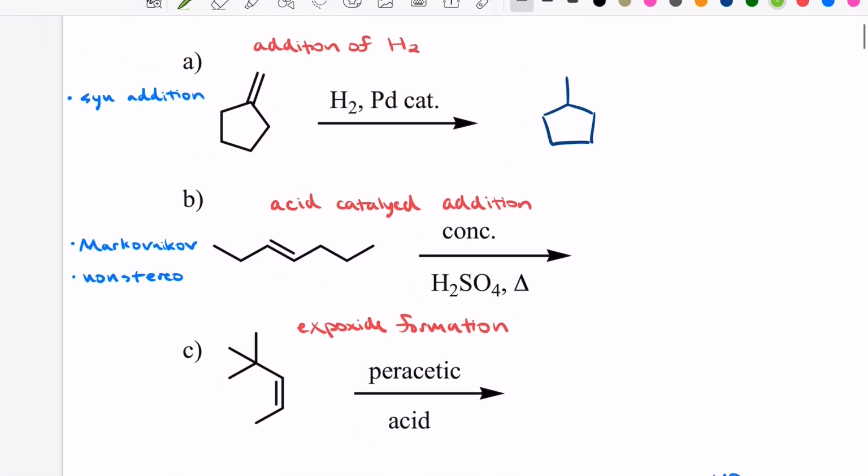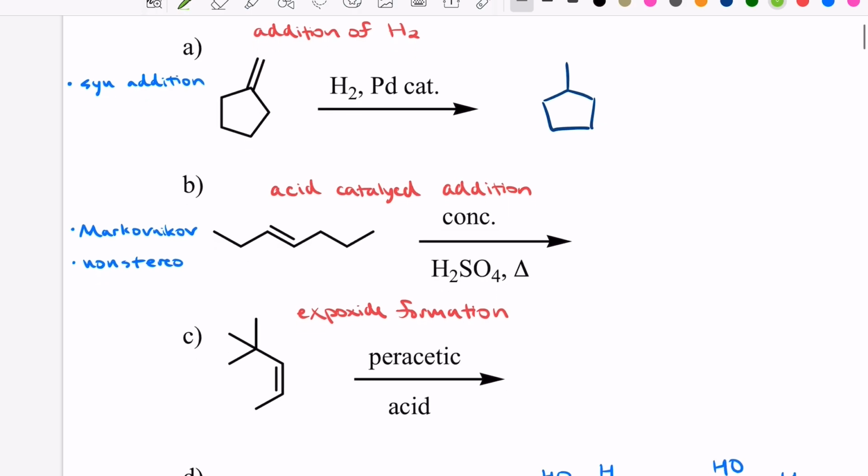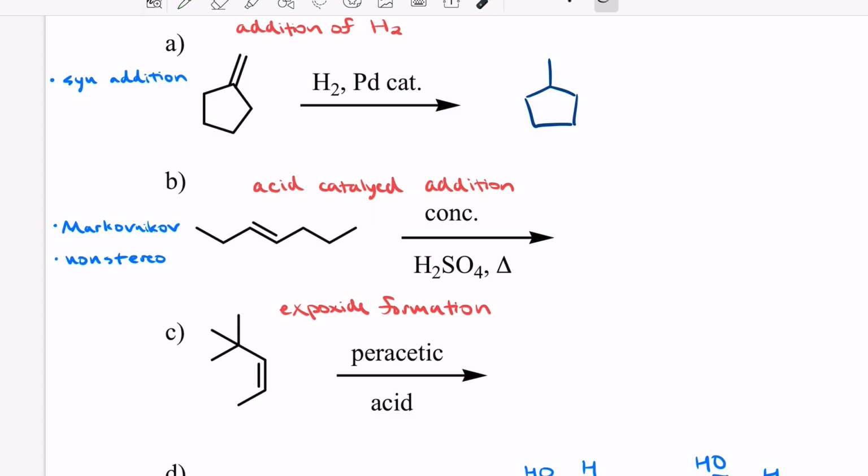Next one's a little bit more complicated. Not more complicated, but a little bit more complex. This one's called acid catalyzed addition with concentrated H2SO4 and heat. H2SO4 is also known as sulfuric acid. It's very nasty stuff. And then some important things to know. This reaction is Markovnikov, or it follows the Markovnikov rule, meaning whatever you add across your alkene right here will be added to the more substituted side.